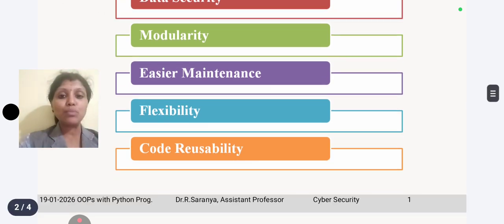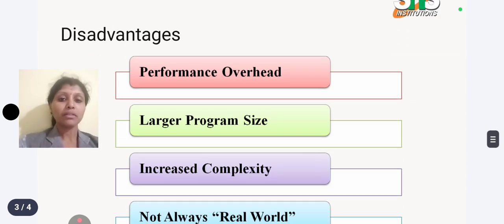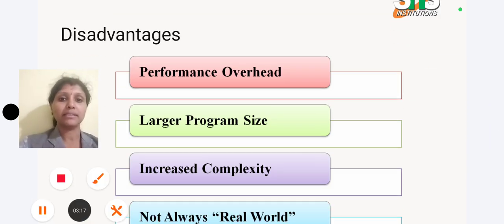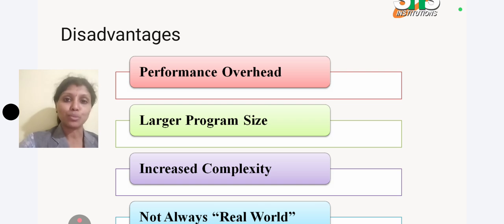Let's see the disadvantages of OOPS implementation. So the disadvantages: a lot of advantages are there in OOPS concepts. By implementing data security as well as flexibility, we are able to develop code. In order to develop real-time software, we most probably implement the OOPS concepts.